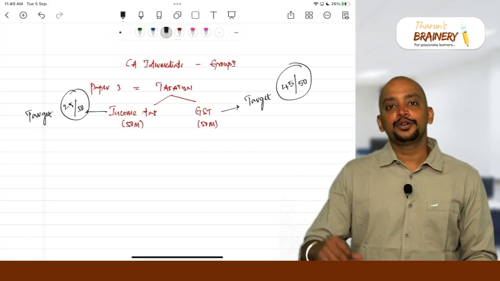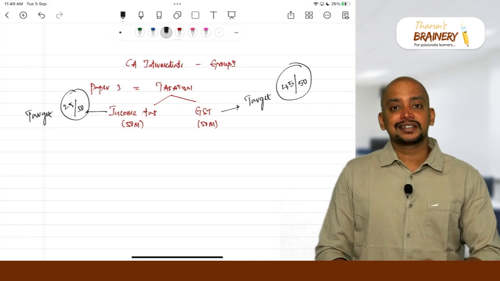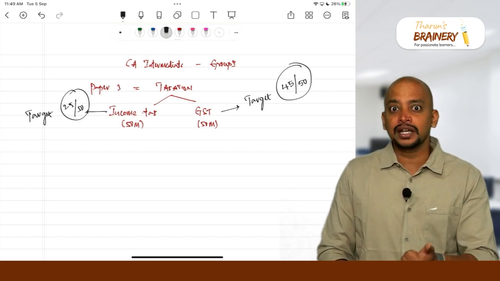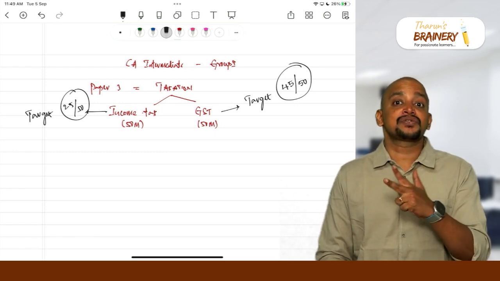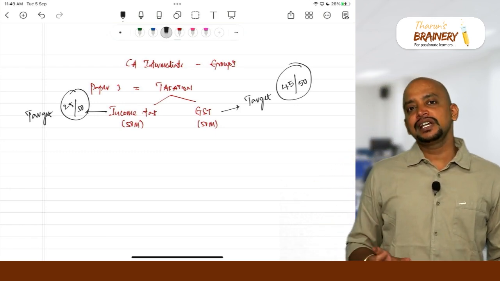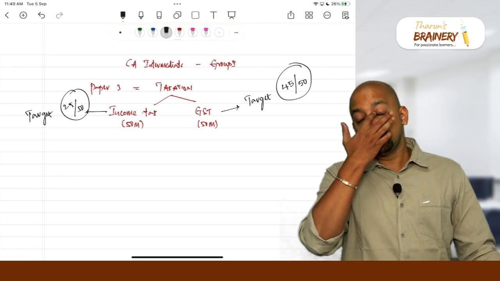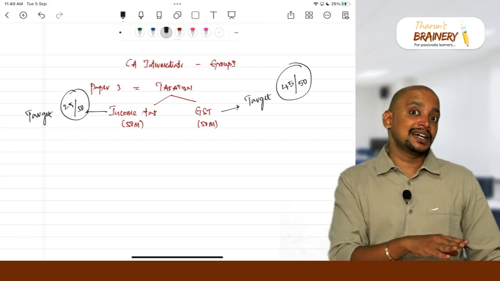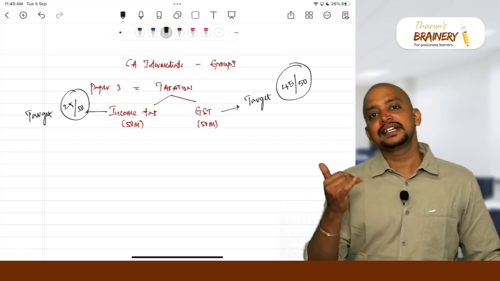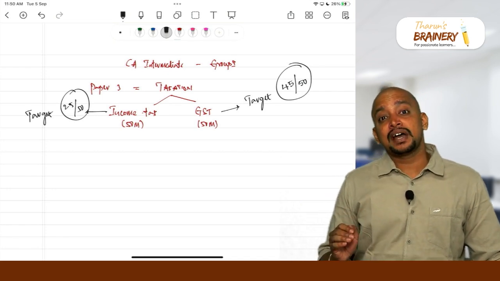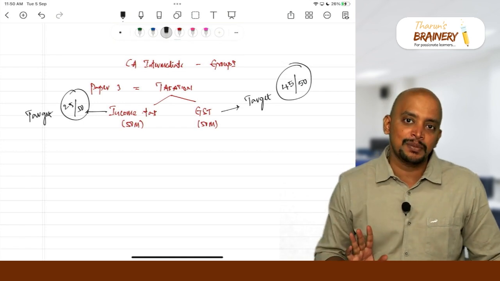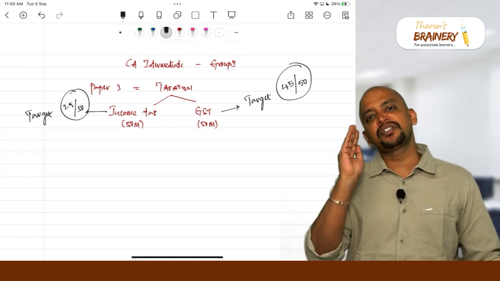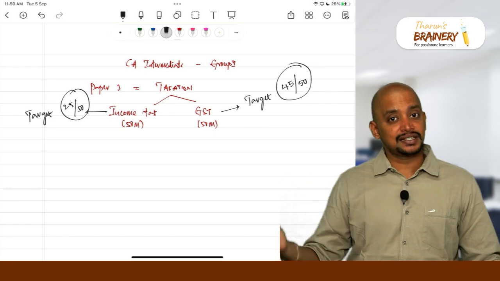Because in group 2, you have 3 papers. That is cost and management accounting, auditing, and financial management and strategic management. If you see there, it is like 1.5 papers are practical and 1.5 are theory. Auditing is theory. Even strategic management is theory. Cost and management accounting and financial management are practical. So 150 marks practical, 150 marks theory.